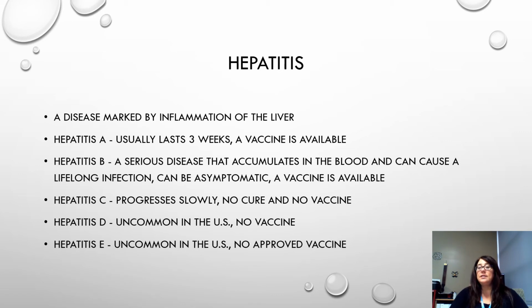A vaccine is available. Hepatitis C progresses slowly. There is no cure and no vaccine. Hepatitis D is uncommon in the U.S., and again, there is no vaccine. Hepatitis E is also uncommon in the U.S., and again, there is no approved vaccine.